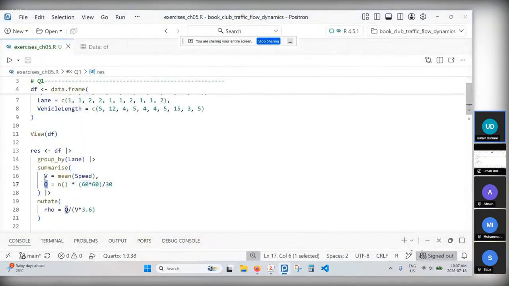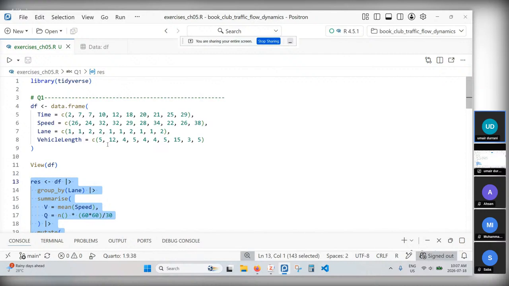Once we have estimated Q and V, we just take that hydrodynamic relation and then multiply it with 3.6 to convert it into the number of vehicles per kilometer for density. So if I run that, actually I did not run this, I think. Let me see if it is working.